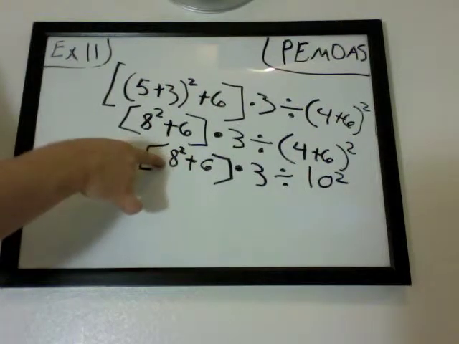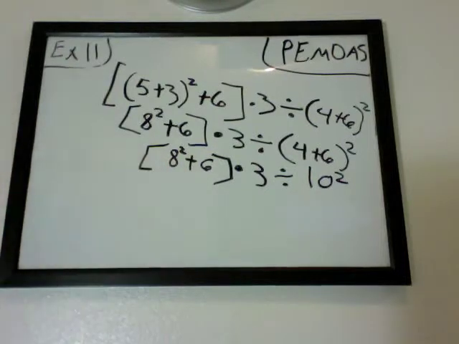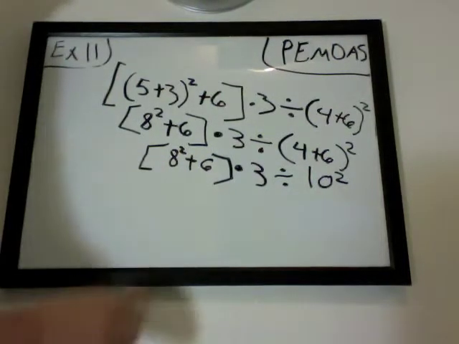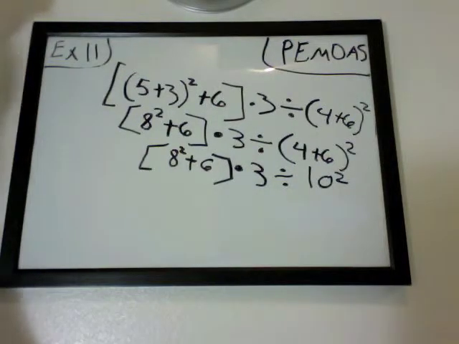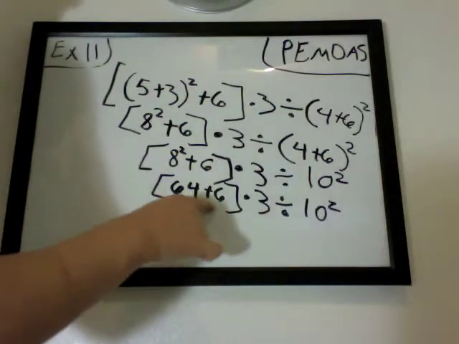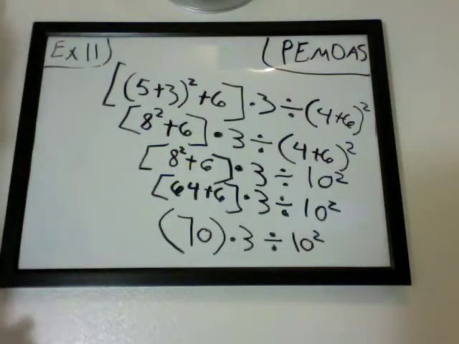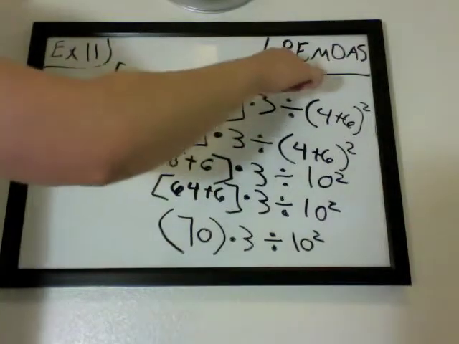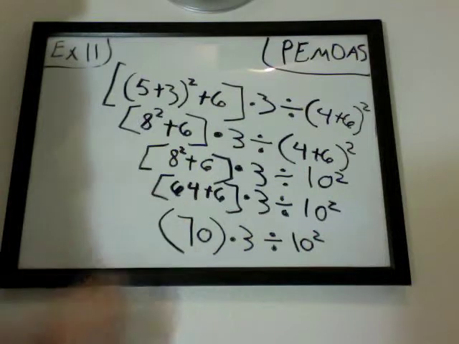But there's still an exponent. So in order to take care of the parenthesis, we got to take care of the exponent. So 8 to the power of 2, which is 8 times 8, is 64. So we still have those parentheses. 64 plus 6 would be 70. Now we look back at the PEMDAS. All the parentheses are taken care of. 70 is just one number, so we can drop those.